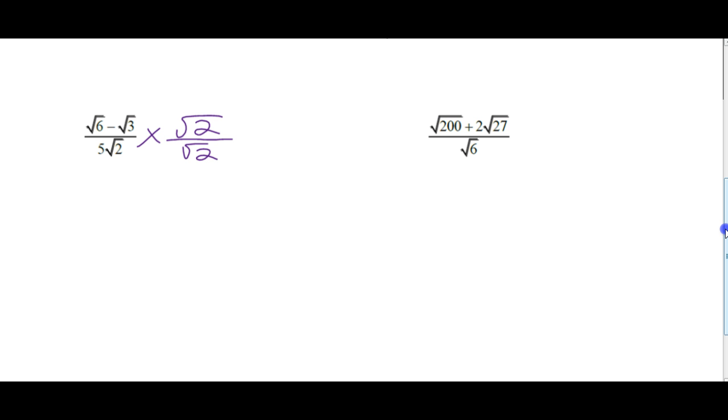So here's what we do. I don't need to multiply by 5 root 2. I only need to multiply by root 2, because I only need to change root 2 into 2, right? By multiplying it by root 2. If I multiply the top and bottom by 5 root 2, I'm going to have an extra 5 in there I'm going to have to take out. So we don't multiply by the denominator, we multiply by the radical which is in the denominator. Just the radical.